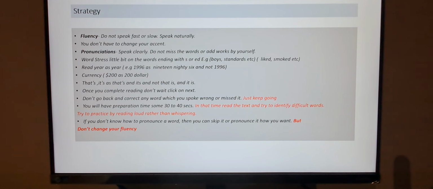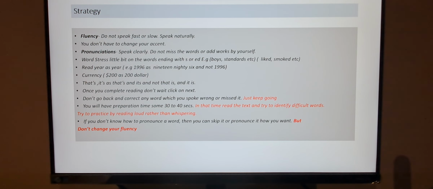Even if you think that there are some difficult words in the passage, don't get disheartened. You need to focus on fluency. Just keep going, don't change your fluency, right? Don't hamper your fluency, don't change your fluency rate, the pitch or the flow that you have already started speaking the text with. Don't stop at all for any difficult word or any word you have missed. Just keep going, right? It should look like you have read the passage in one particular normal flow.